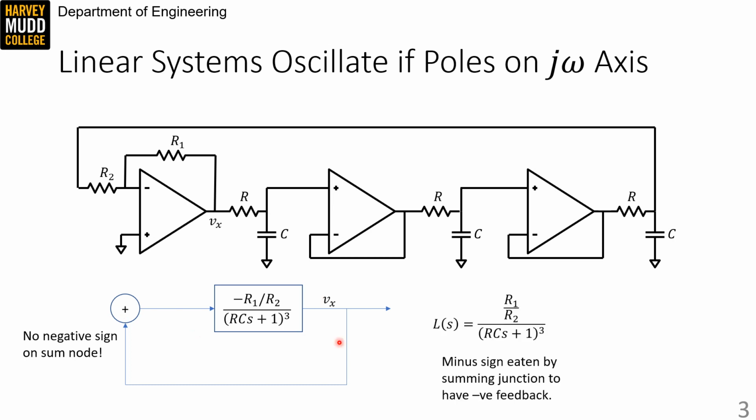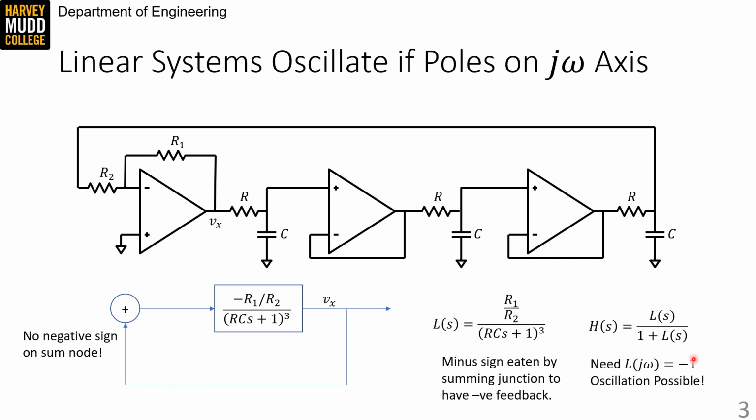So that means we should factor the -1 out of the expression in our block in order to define our loop gain as R1 over R2 over RCS plus 1 cubed. And that minus sign gets eaten by the summing junction in order to make sure that our system has overall negative feedback. In negative feedback, the closed loop transfer function is L of S over 1 plus L of S, as we've seen before. So we want L of j omega to be equal to -1 to have oscillation.